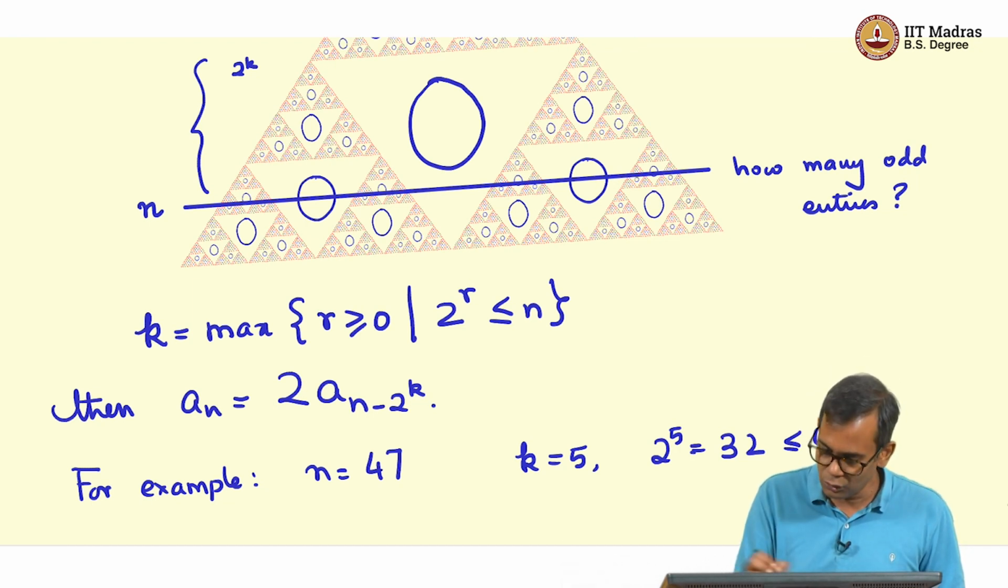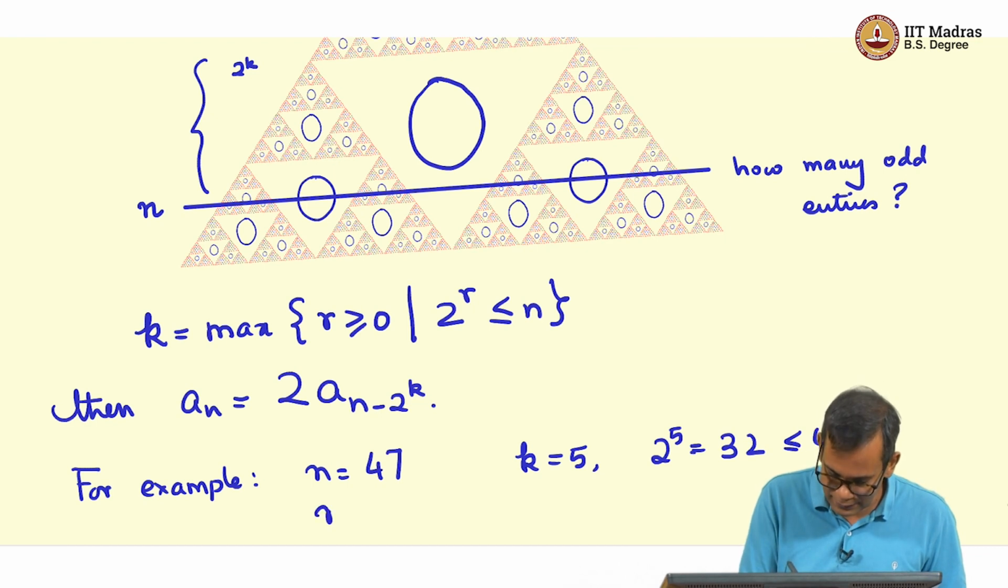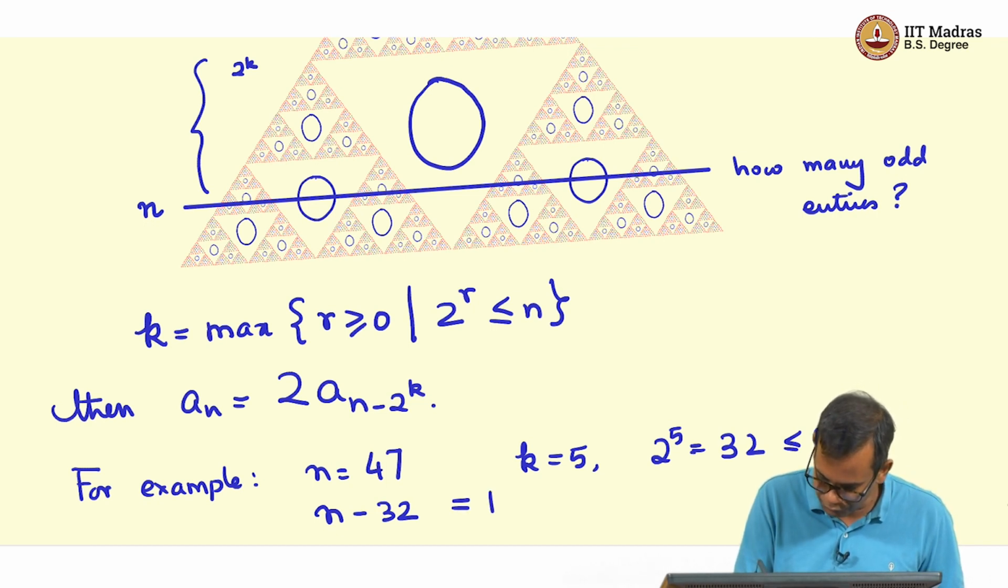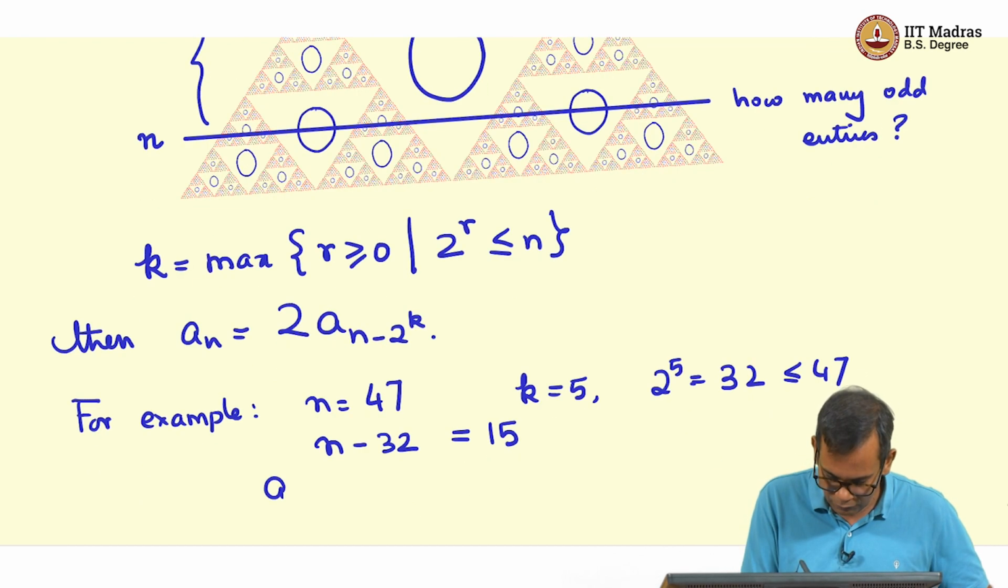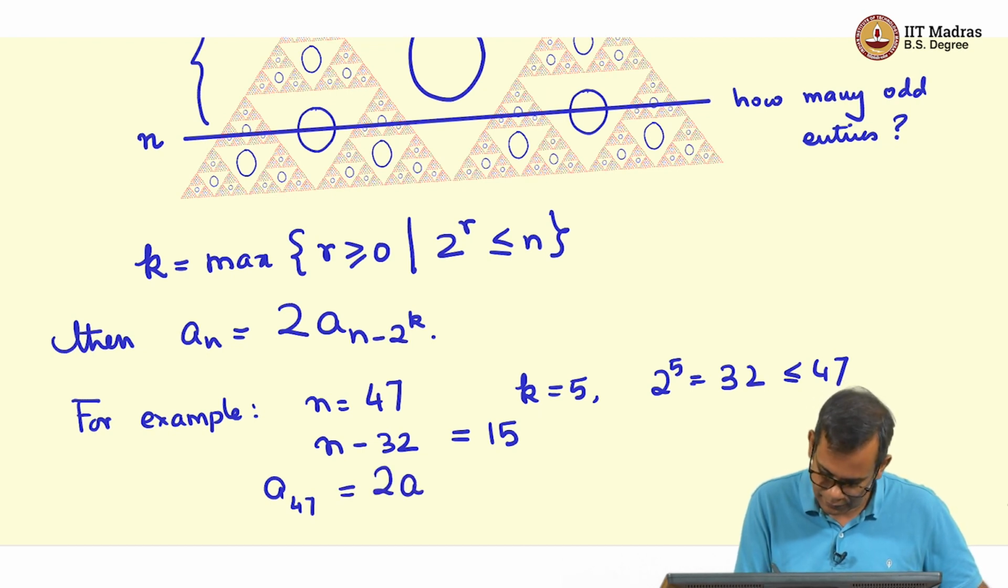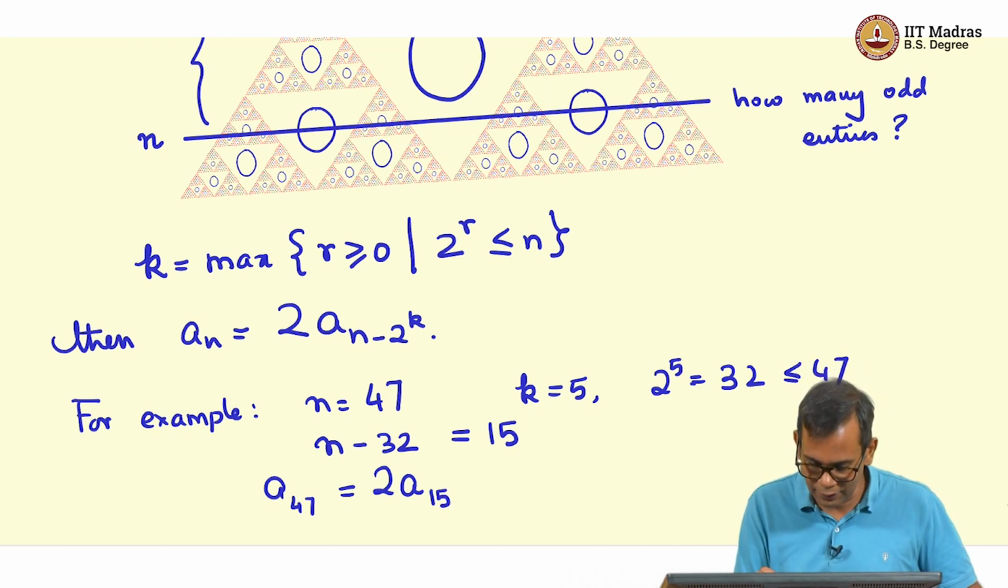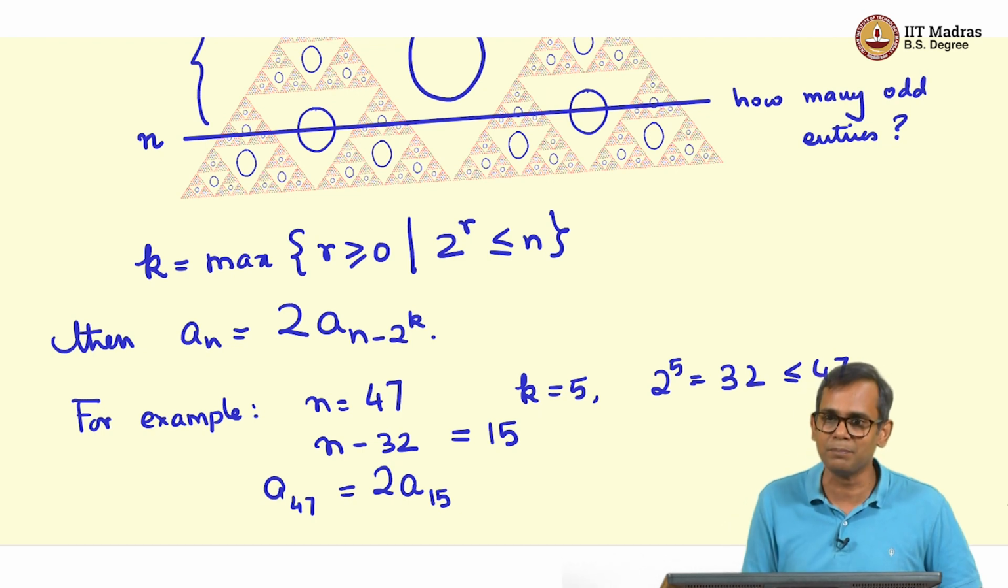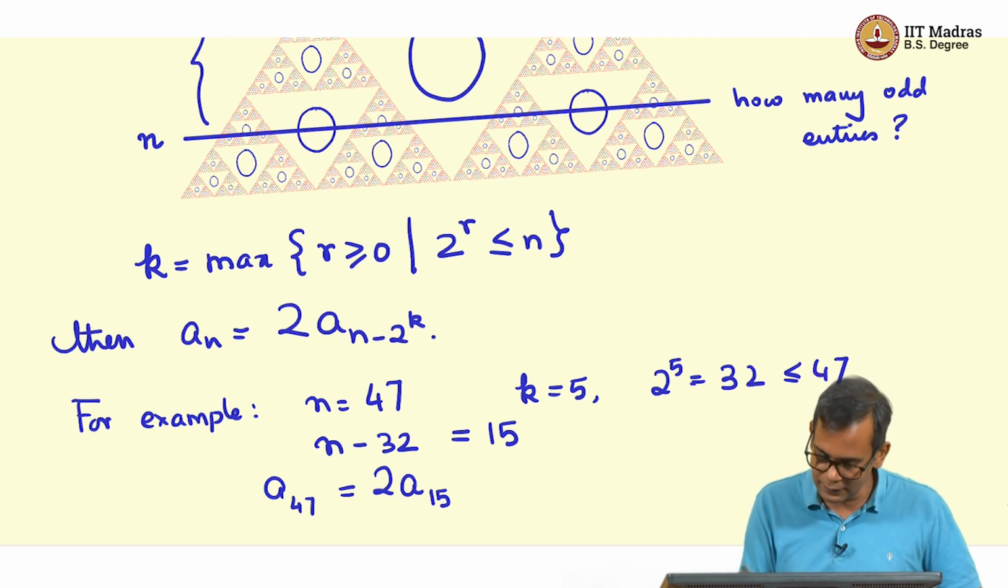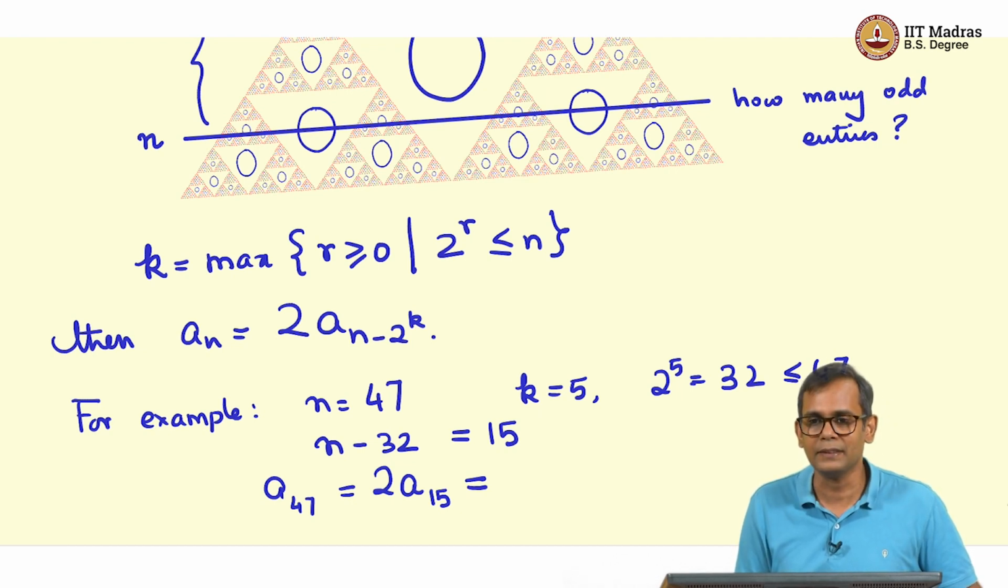So, we have n minus 32, well, what is that? n minus 32 is 15, right. So, what we get is that a 47 is 2 times a 15. And now, what about a 15? Well, we look for the largest power of 2 that is less than 15. What is that? Well, that is 8.